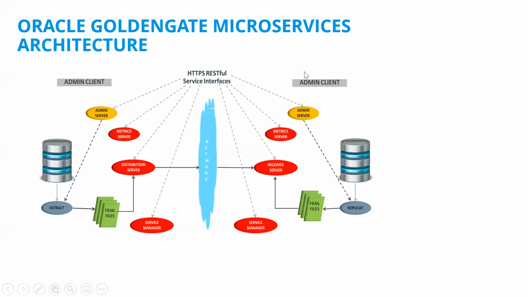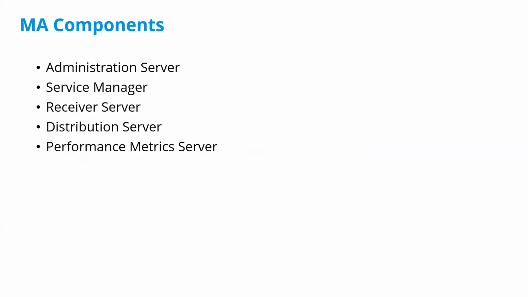Okay. So you have got admin server, performance metric server, distribution server, and receiver server in microservices architecture. So these are the components. As I mentioned, the data pump of classic has been replaced with distribution service in microservices. The classic collector has been replaced with receiver server on the target side. Performance metric server is the new addition, which is available in both classic as well as microservices architecture.